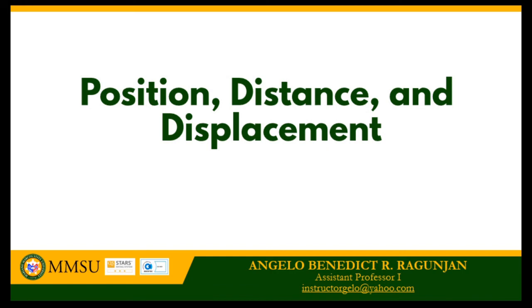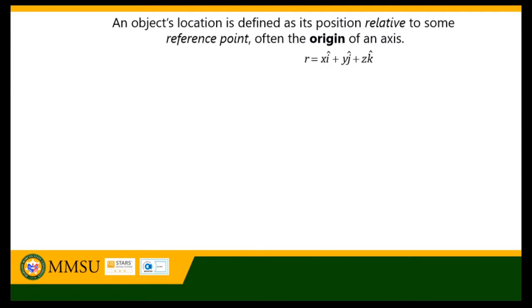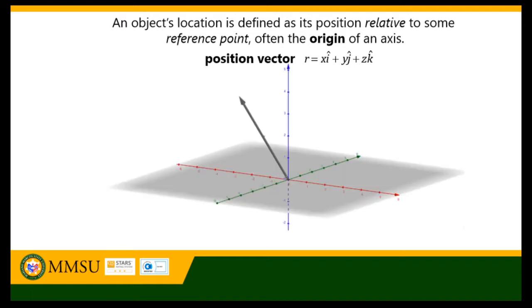In this video, I am going to discuss the basic concepts of position, distance, and displacement in describing the motion of an object. An object's location is defined as its position relative to some reference point, often the origin of an axis. One way of locating an object is with a position vector r, which is a vector that extends from a reference point, usually the origin of a coordinate system.